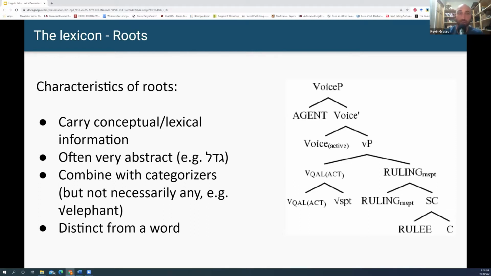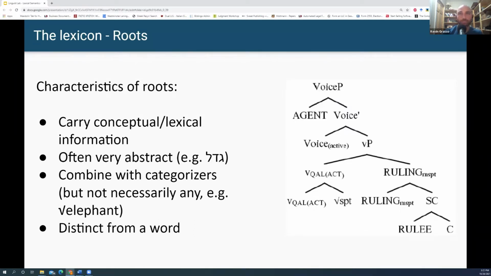Sometimes they're much more specific. For example, elephant is, you often can't form a verb out of elephant, right? Or an adjective. Even though you can form a verb, adjective, and noun out of Gimel Dalet Lamed, that root in Hebrew. So depending on the characteristics of the root, it may or may not combine with what are called categorizers. So categorizers take a root and they give you a word, right? They give you a grammatical category for that root.